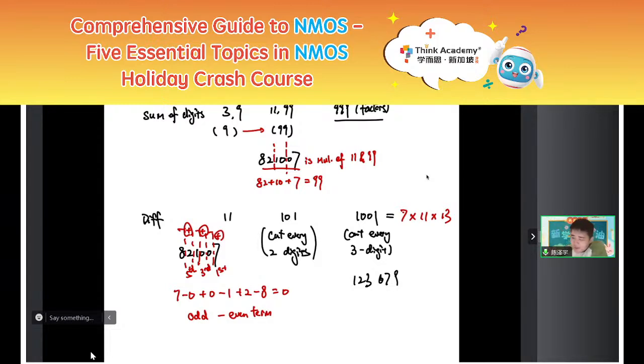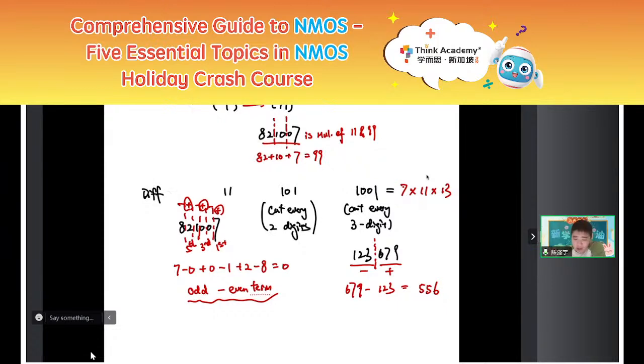Okay, so how do I check the divisibility of this one when divided by 7, 11, and 13? I can cut every 3 digits from the ones place to the highest place, right? And then I use the first term, plus the first term minus the second term. Again, I add all the odd terms and subtract all the even terms. So I get 679 minus 123, which will give me 556. Okay, guys, is this a multiple of 7?